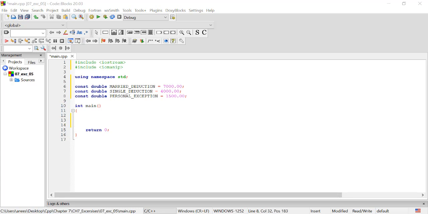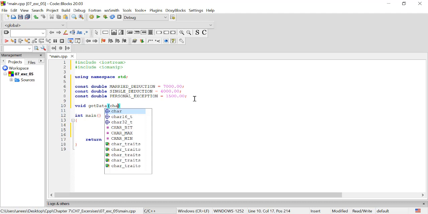After declaring these named constants right here, we can move on to the next couple lines and start on the functions that they said. So first we're going to start with get data. Now get data pretty much just gets the data.